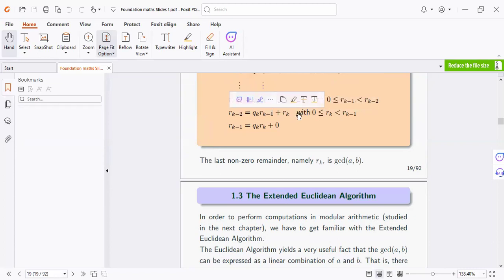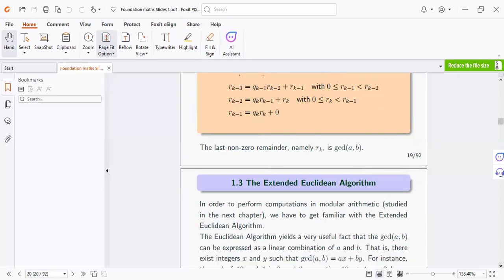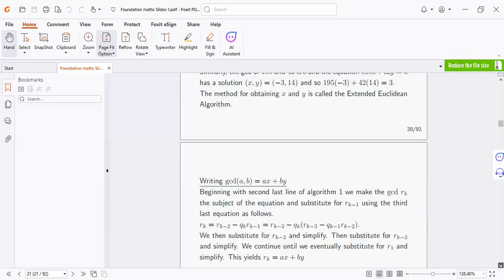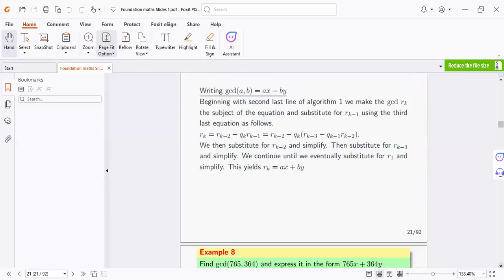And then after that, we replace the other remainders as we move up. So we begin from the bottom going up. So we replace all the remainders, substitute all the remainders as we move up. So here I've just shown that calculation as we move. We have said beginning with the second last line of the algorithm, we make the GCD the subject of the formula of that equation. And that GCD was this.